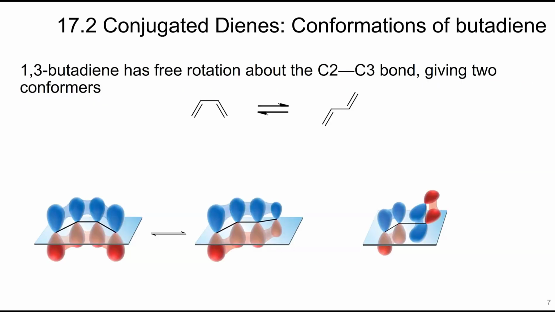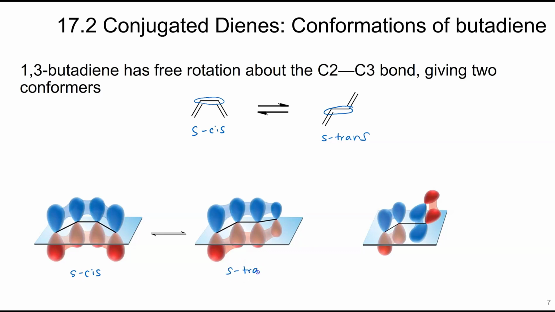1,3-butadiene is a common diene, has free rotation around the C2-C3 bond, which gives it two different conformers. In this conformer here, this is called the s-cis. If we look at this single bond, the alkenes are on the same side of that single bond. That makes it s-cis. If we look at this single bond here, the alkenes are on opposite sides. This is s-trans. And we look at the molecular orbitals of these. This is s-cis. And you can see the shape there.